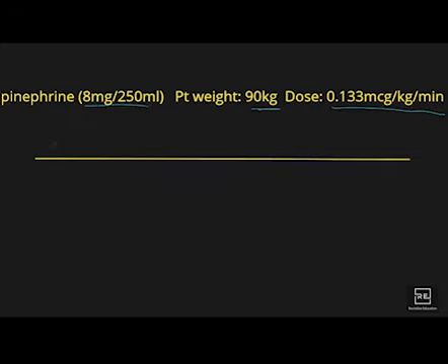So we're going to walk this out just like we've been doing. So we have a 90 kilo patient with a dose of 0.133 repeating mics per kg per minute. Again, we've got mics and we got to convert them to milligrams. So we have 1,000 mics in 1 milligram. Now we can incorporate our concentration, 8 milligrams in a 250 mL bag. And again, we're still left with minutes, so we have to convert that down. So 60 minutes in 1 hour.